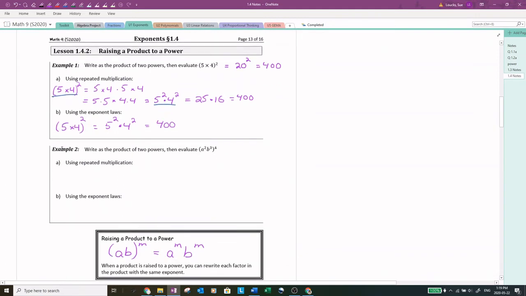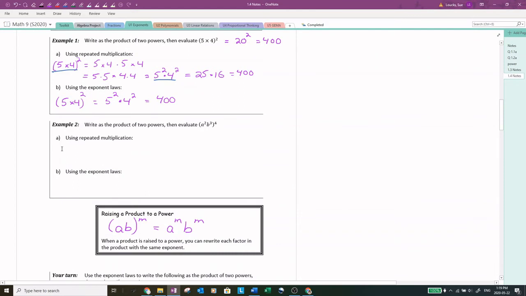All right, example 2: write as the product of two powers, and then evaluate this algebraic term. So I've got (a squared b cubed) to the power of 4. If I do this using repeated multiplication, I have a squared b cubed times a squared b cubed times a squared b cubed times a squared b cubed, and there's 1, 2, 3, 4 of those. And I can rearrange this.